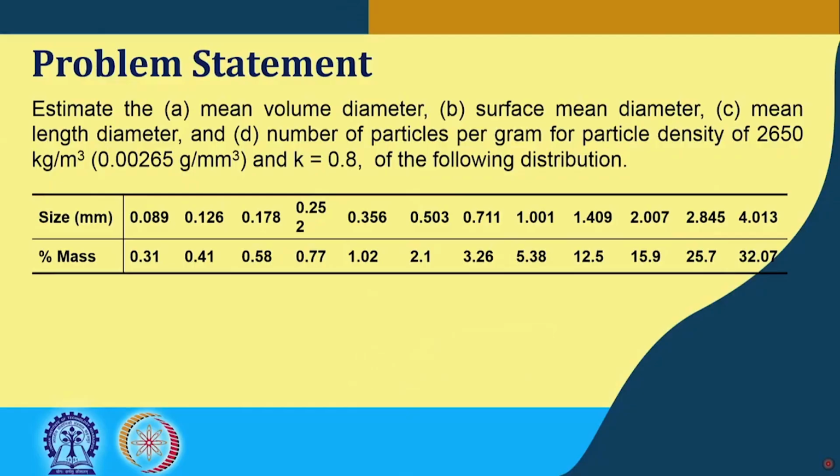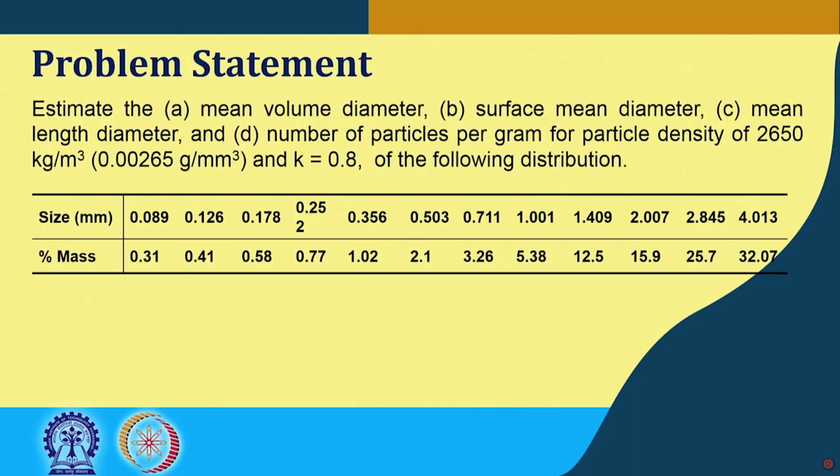The first problem statement says: estimate the mean volume diameter, surface mean diameter and mean length diameter, as well as the number of particles per gram, for a particle density of 2650 kg per meter cube and k equal to 0.8, for the following distribution.